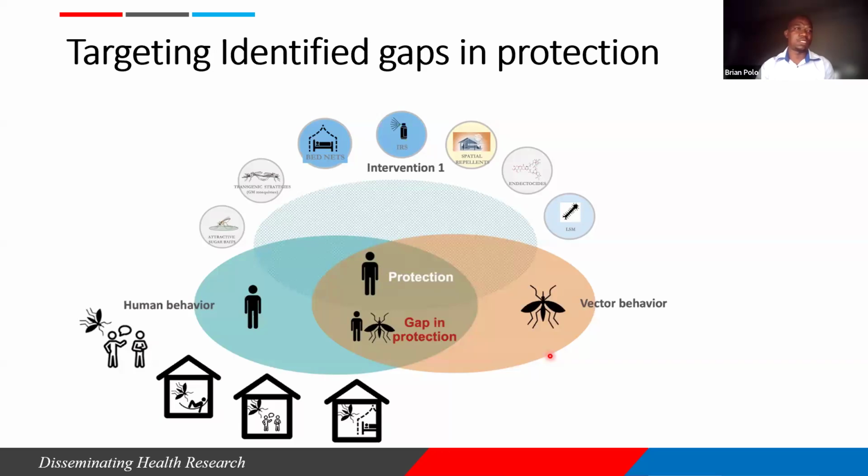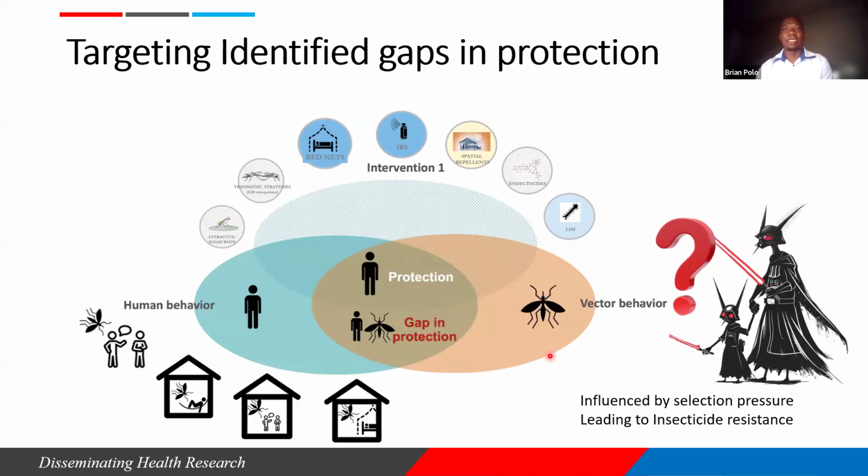The big question is, what do we usually do to the vector to understand its behavior and also to be able to bridge the gap? The continued introduction of vector control interventions in both public health and agricultural pest control has been shown to influence selection pressure, hence modifying the behavior of the vector. This study looks to bridge the gap by proposing to incorporate genomic surveillance into routine vector surveillance.